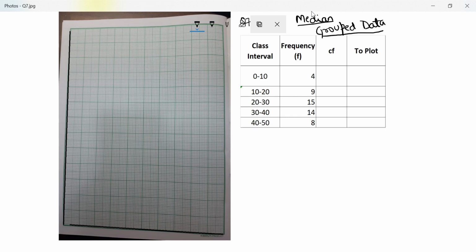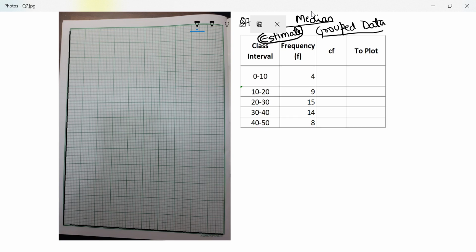Estimate. Why are they saying estimate? Till now we were calculating. Why are we saying estimate? Let's look at this word in a couple of minutes. Estimate the median for the given data by drawing ogives. So this is my class interval, this is my frequency.